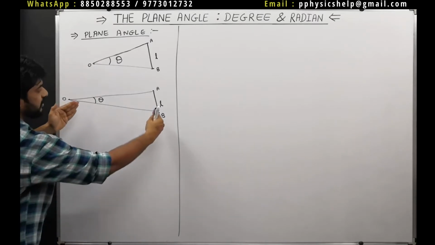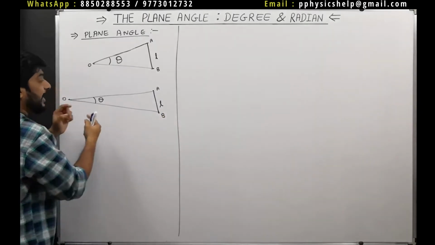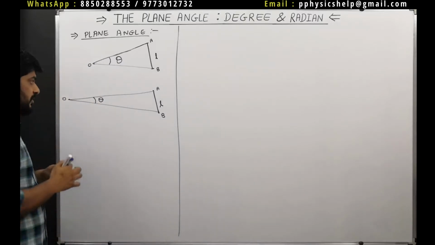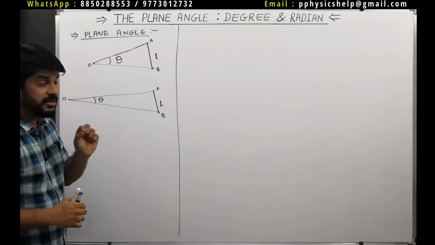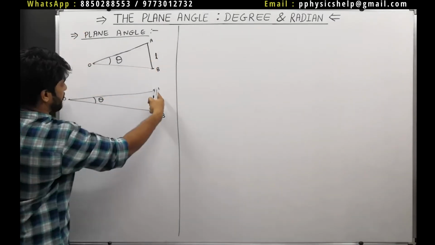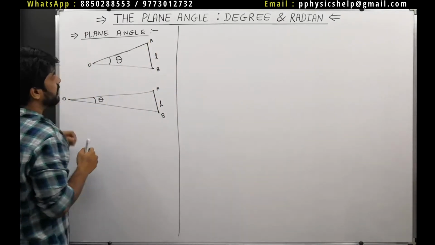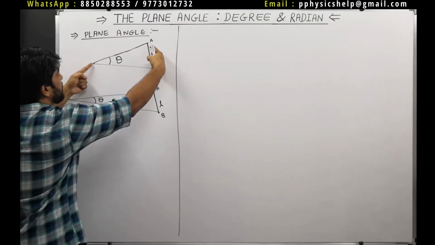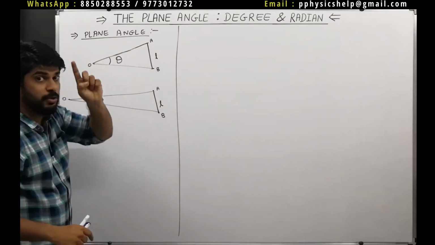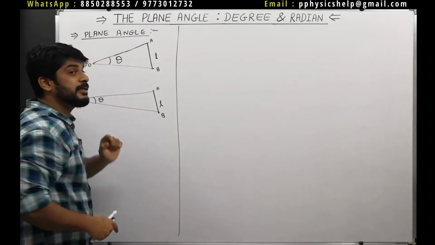And if you go even further, if you increase this distance, this angle decreases, isn't it? So you can see there is a relation between this angle and this distance. As this distance increases, this angle decreases for the same length of the line. As this distance decreases, the angle increases.